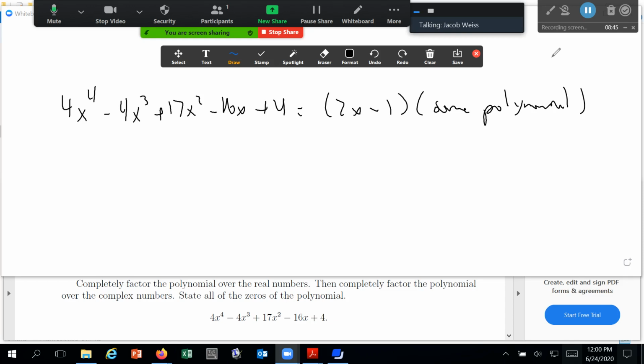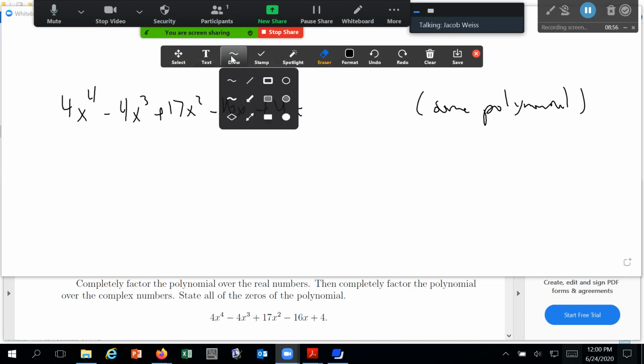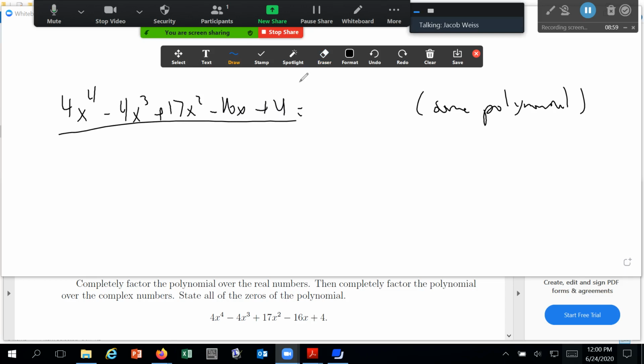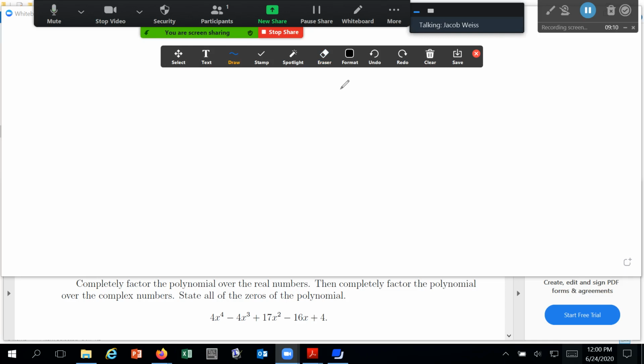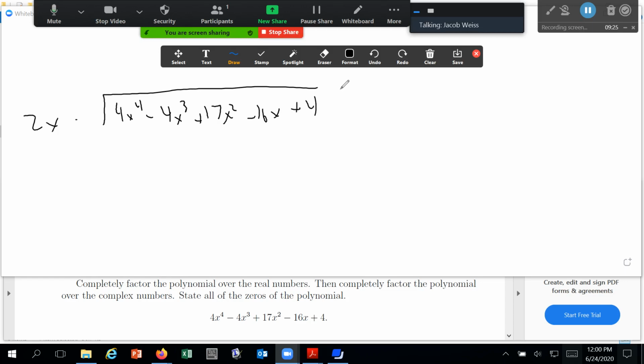All right, so we need to figure out what that polynomial is. So we're going to do division. So what we want to do is, here I'll just write it like this. If we take our original polynomial divided by 2x minus 1, that equals the other polynomial that we want. Okay, so we're going to do long division. All right, so we're going to take 4x to the 4th minus 4x cubed plus 17x squared minus 16x plus 4 divided by 2x minus 1.